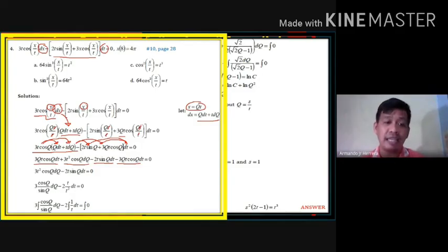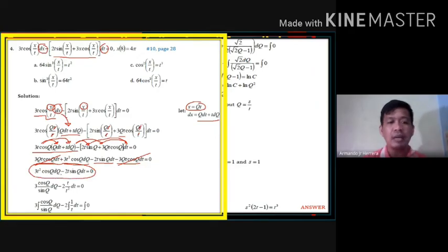So simplifying, kung merong common term, pagsamahin. So notice that this first term and last term cancels out. 3qt cosine q dt and negative 3qt cosine q dt is 0. So giving you 3t squared cosine q dq minus 2t sine q dt. So which is obviously ready na para sa ating variable separable.